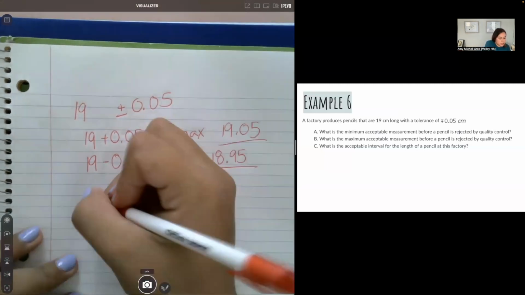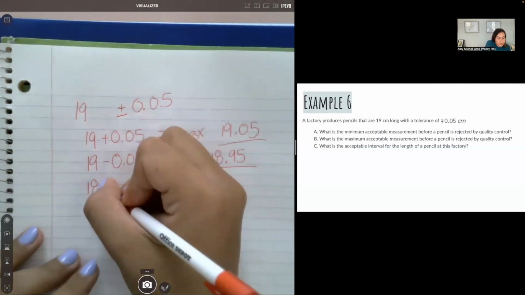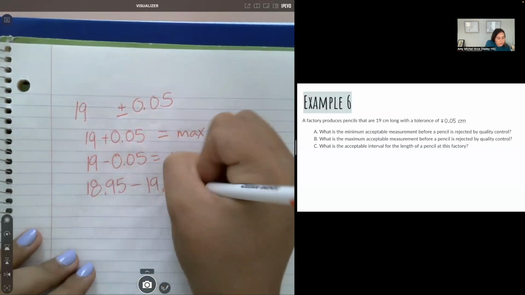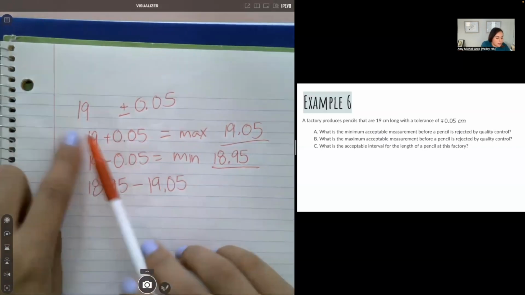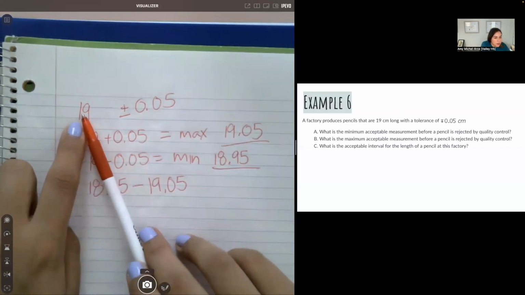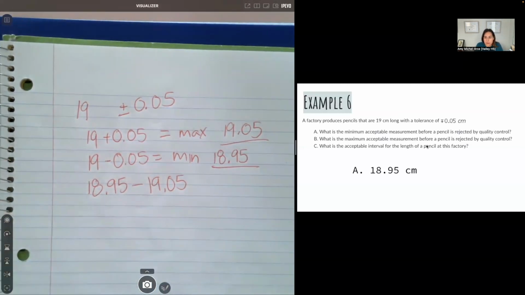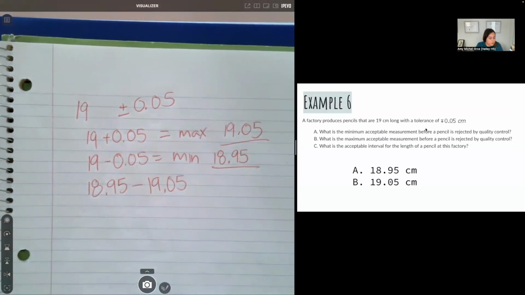The range is going to be from my minimum allowable value all the way to my maximum. And this number right here should be at the center point between these two. So that is my range.